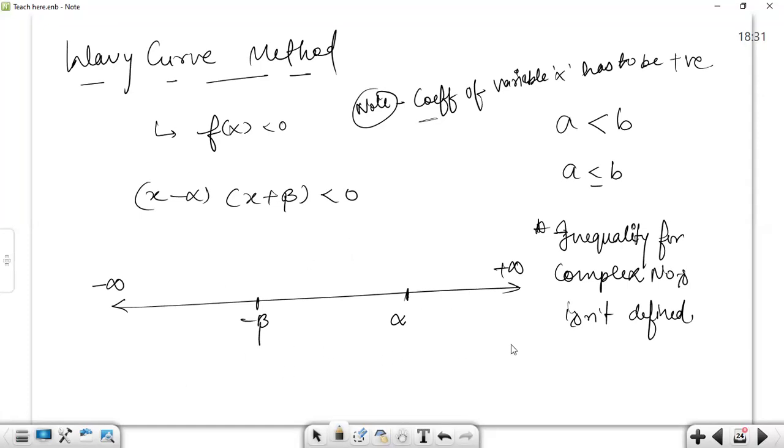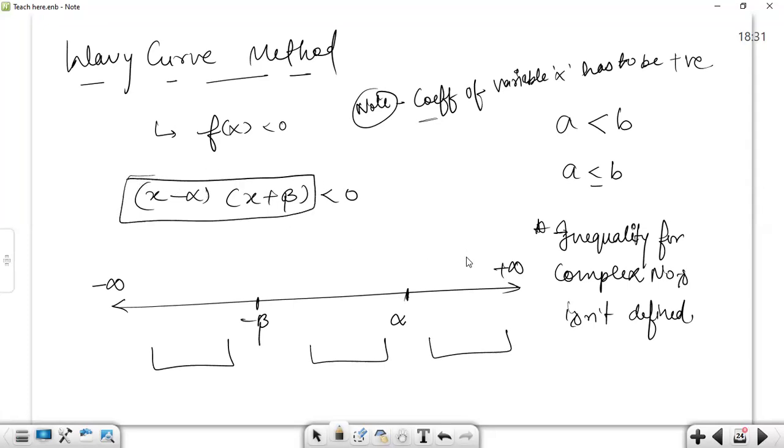There are three sections in this inequality. This is one section, this is the second section, this is the third section. So go to the rightmost section. Let us call this a function. The function will be positive here for all values of x greater than alpha.